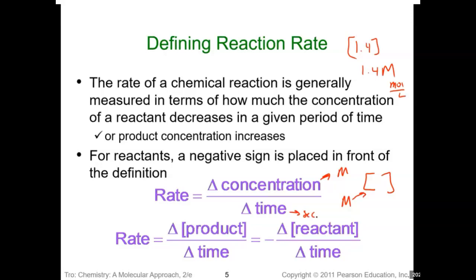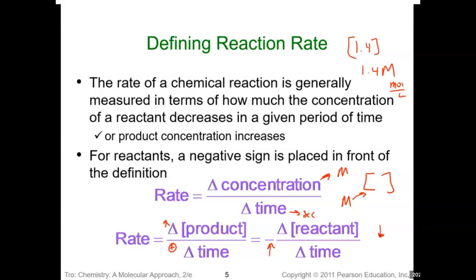Now, if we look at the rate a reaction goes from reactants to products, we're going to increase the amount of products. So if we look at the rate with regards to products, the rate will be positive. But if we look at it with regards to reactants, the reactants are disappearing. And so we're always going to put a negative sign if we're looking at the rate with regards to the reactants, because the reactants are decreasing.